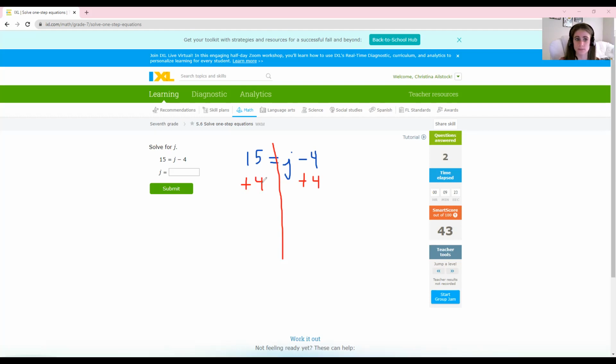15 plus 4, 19. I bring down the J. Negative 4 plus 4 is 0. So that zeroes out, and we are left with 19 equals J. It is okay that your variable's on the other side. It still is telling us that J is equal to the number 19. That is what will make this equation true.